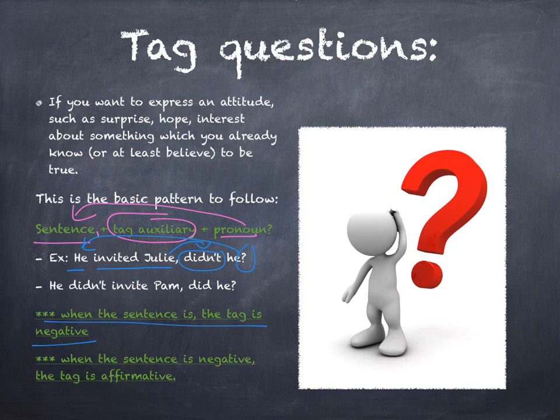If my sentence is negative, it means that my tag has to be affirmative. And same thing, I use the same pronoun as before. So when the sentence is affirmative, the tag is negative. And when the sentence is negative, the tag is affirmative. It's always the other way around.